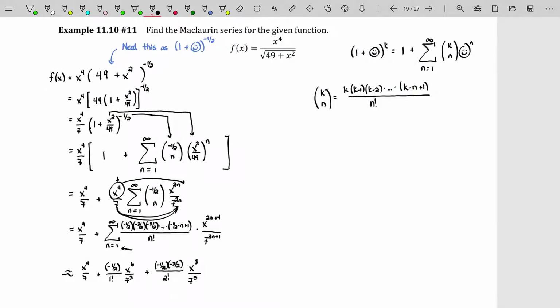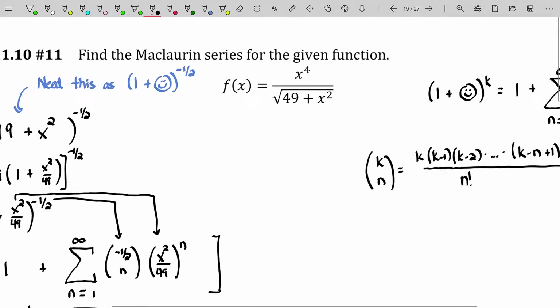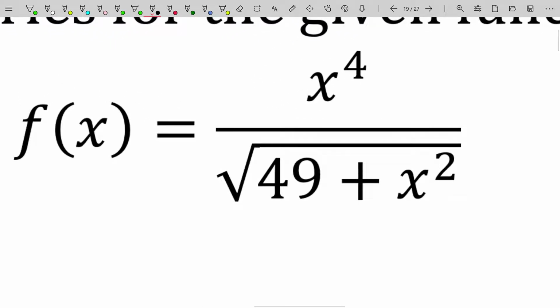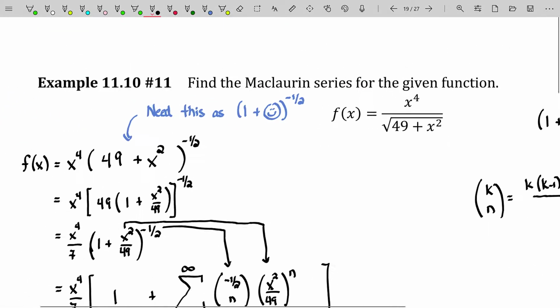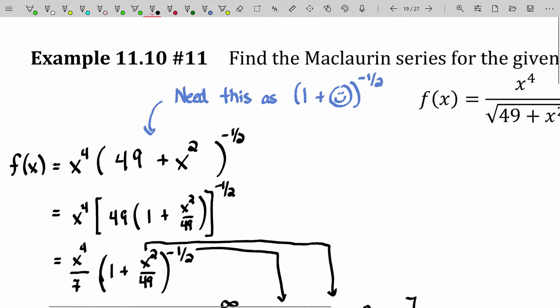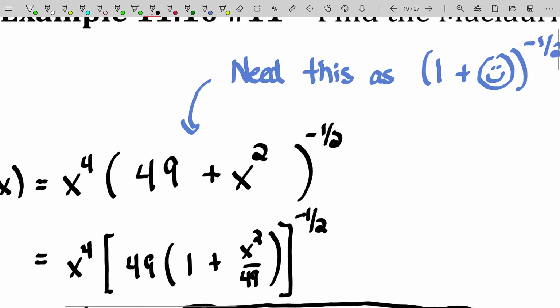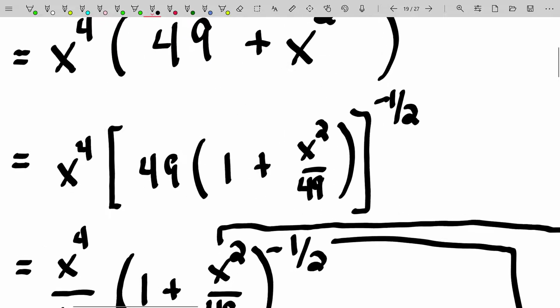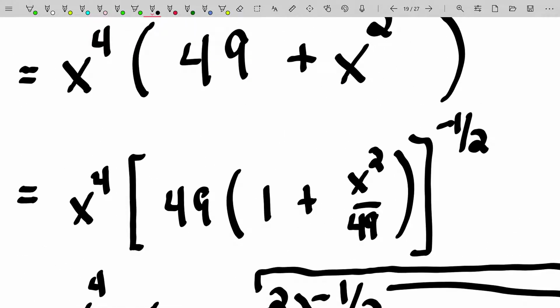It's a very, very common product. In fact, in the class that I teach, we did a Maclaurin series expansion for this function right here using the binomial series. So this ends up being x to the fourth times 49 plus x squared to the negative 1/2, because you have the square root right there. And all I did was get that 49 off of that, because I want this to be 1 plus some number. So I divided both terms by 49.